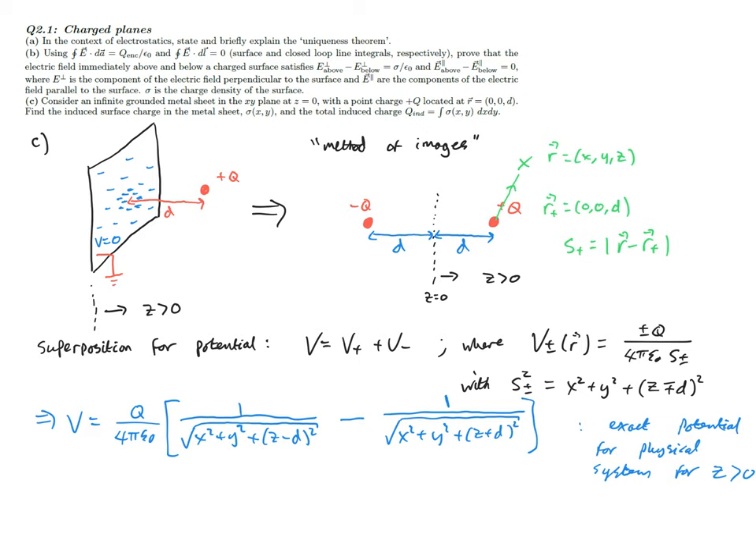We can also see from this expression directly that V of x, y, and z equals zero is equal to zero. It satisfies the correct boundary condition. That's because if I put z equals zero in this expression, I have a minus d squared in the first term and a plus d squared in the second term. They're the same, and the two terms cancel. So this satisfies the boundary condition.